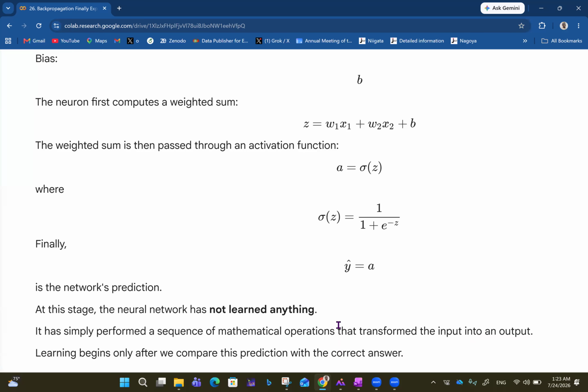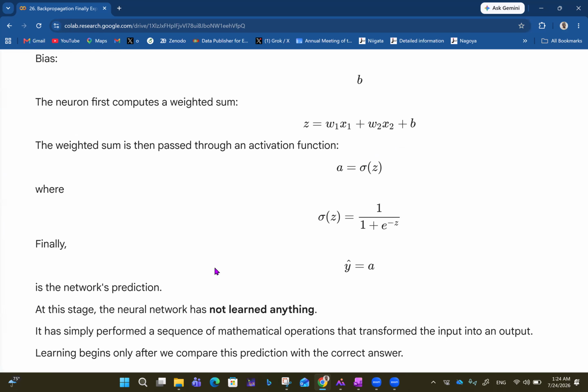At this stage, the neural network has not learned anything, right? You compute the weighted sum and pass it through an activation function, where sigma of Z can be the sigmoid function or whatever you choose. We saw different types of activation functions, like the rectified linear unit, ReLU, which takes the maximum of 0 and whatever number you have, and then the sigmoid function, and the tanh function too. So finally you have y cap equal to A, which is the network's final prediction.